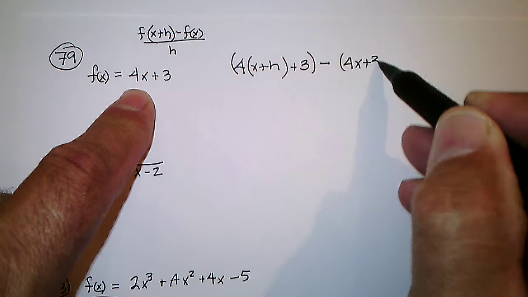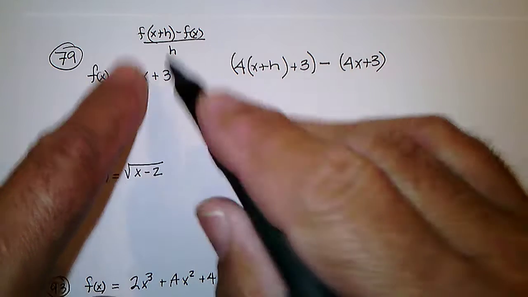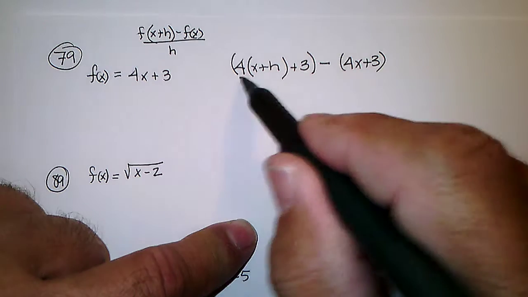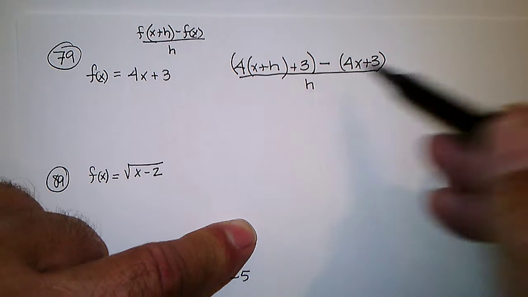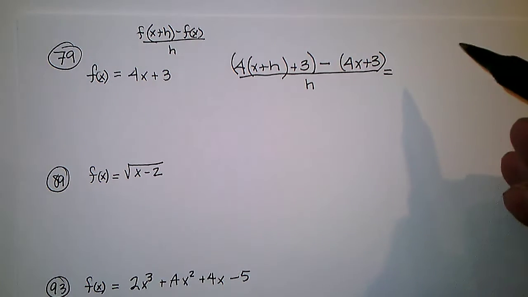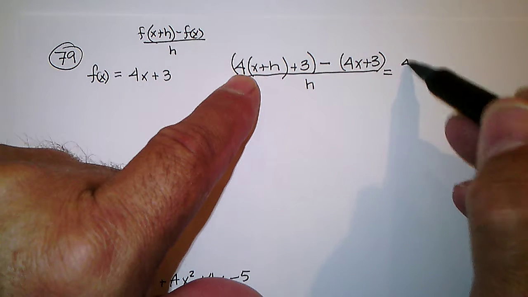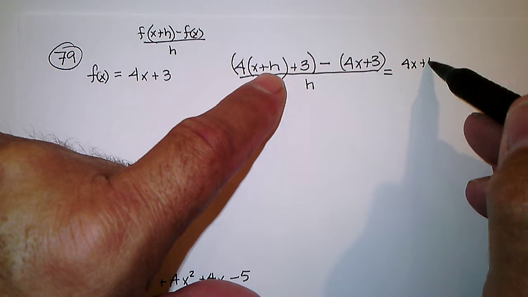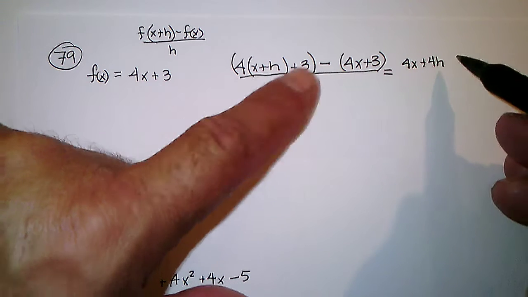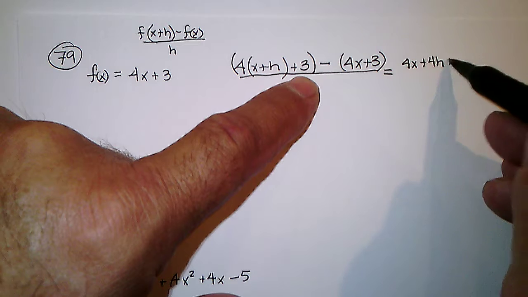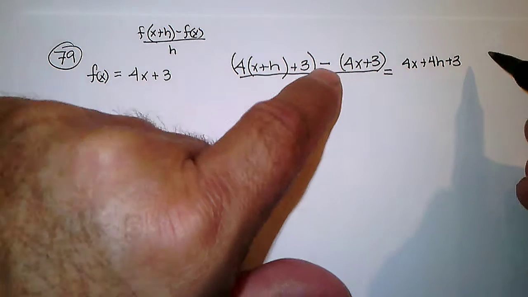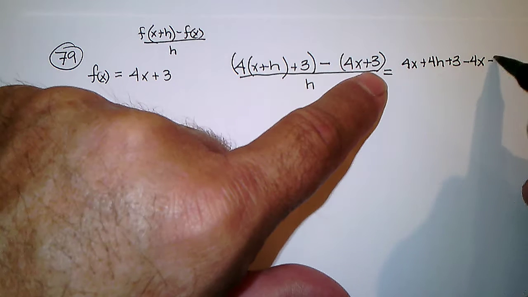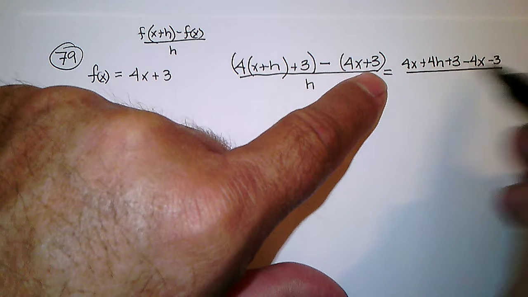4x plus 3. And again, I remind you, please put parentheses around this whole thing and that whole thing so we remember to distribute that minus over h. And so we get 4 times x plus 4 times h. And this 4 is not times the 3, but it's plus. Then we have minus 4x and minus 3 when we distribute that minus over h.